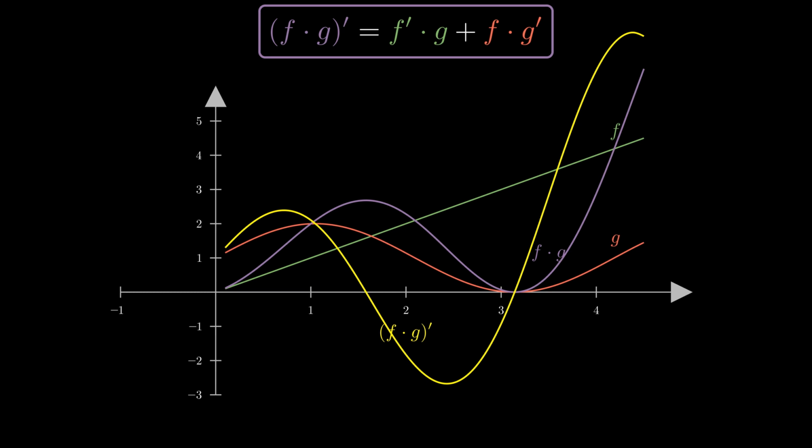That's all. Now consider the product of two functions. The green function is f. The red function is g, and the purple one is their product. Notice how the product reflects the combined behavior of both functions. But how do we differentiate it?